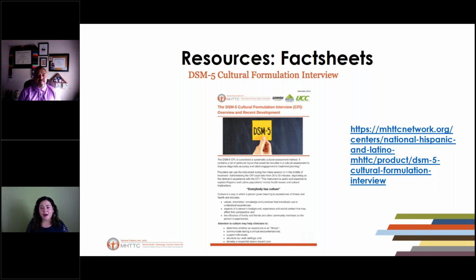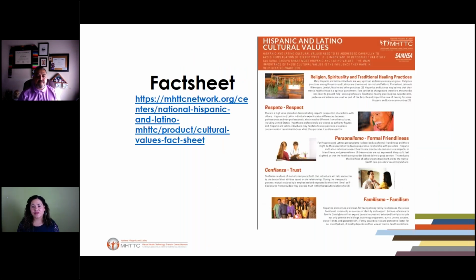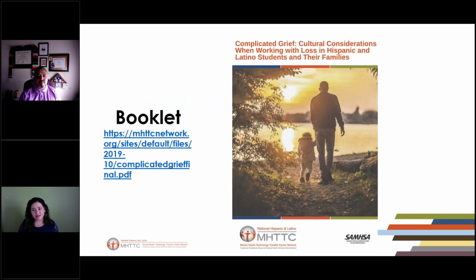The next slide is just another fact sheet that you can use, where it talks briefly about the different cultural values that will provide you more information. And the next one is about how to address complicated grief in Latinx families. So you can have knowledge about the main concerns or somatic symptoms they could present and things like that, and how to address it in their family.